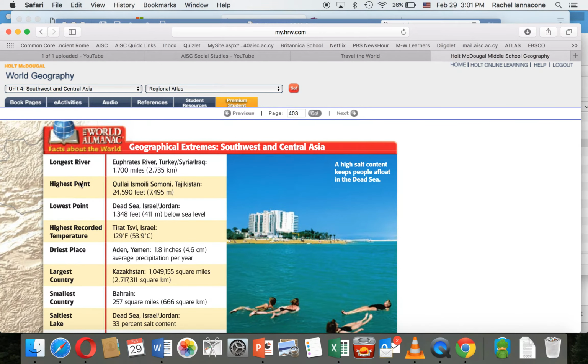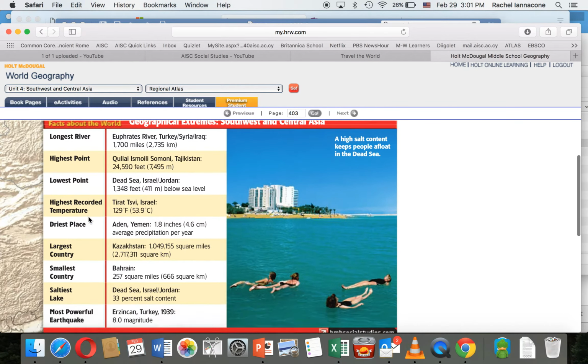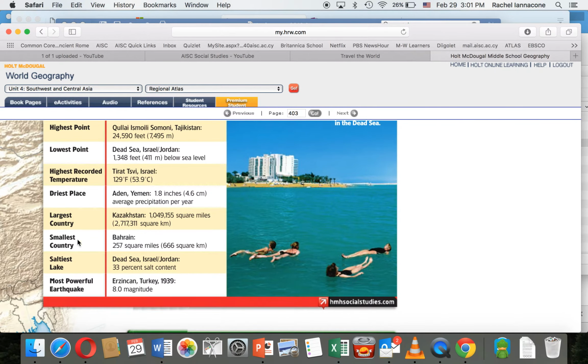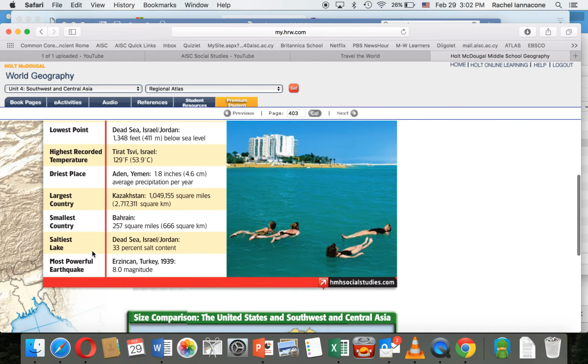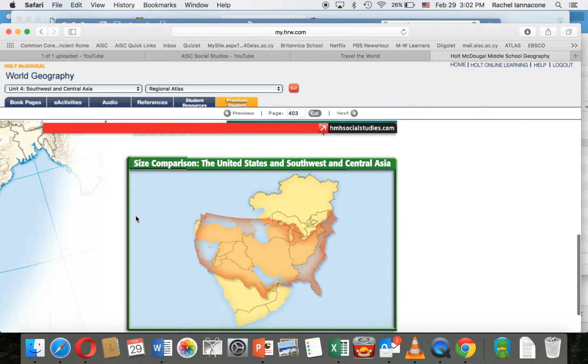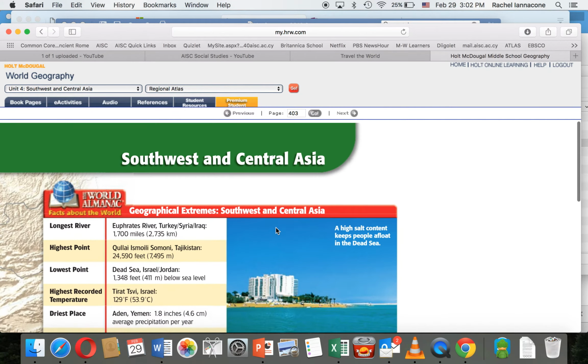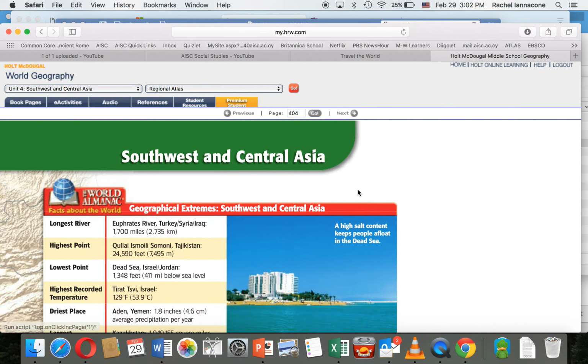There's always going to be information on the longest river, which in this case is the Euphrates River, the highest point, the lowest point, high temperature, the driest place, largest country, smallest country, so Cyprus is not the smallest, the saltiest lake, most powerful earthquake. Each unit will have some different information. And our book will always compare that region to the United States because the book was written in the United States.